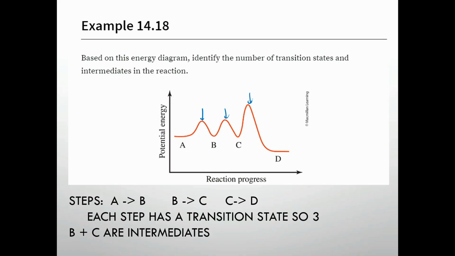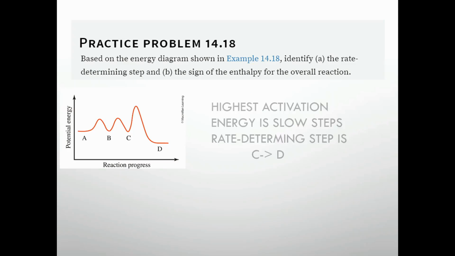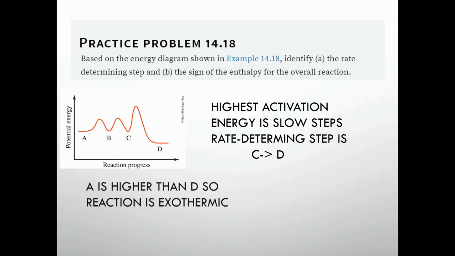Third. The third one. The first step is not the slow step. The third step is the slow step. What do we do then? Okay, so the highest activation energy is the slowest step, so that is the rate determining step where C goes to D, and overall, the reaction is exothermic because A is higher than D.